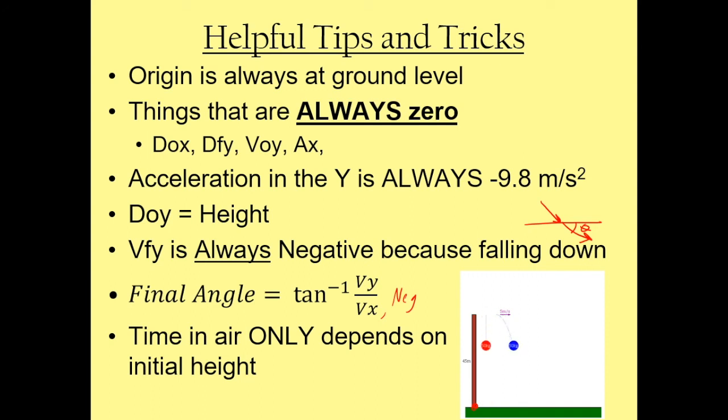Time in the air is only dependent on the initial height. So right here, we can see two objects, one being dropped, the red one, and then object blue being thrown horizontally. But if we notice, they both hit the ground at the same time. The reason for that is that they are starting at the same height, and the only thing that's impacting their amount of time in the air is their height and the acceleration. Since they both are being accelerated by gravity, and they both are being dropped from the same height, they will both have the same time in the air.